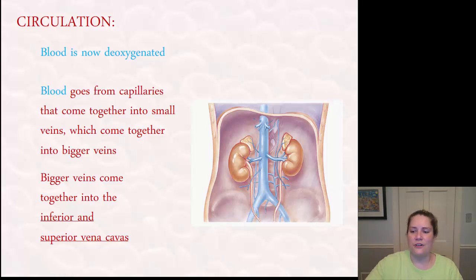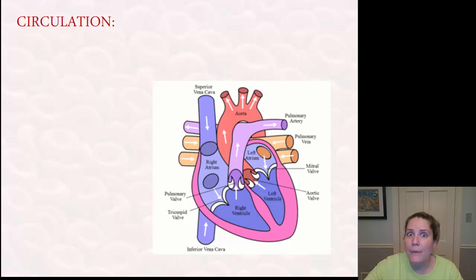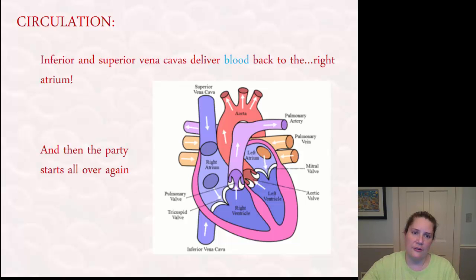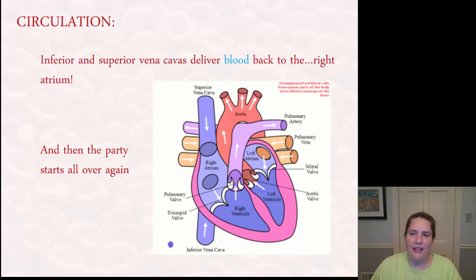So the inferior and superior vena cavas are going to bring blood back to the heart. You should be able to guess where they're going to bring blood back to the heart. We have deoxygenated blood coming into the heart. Where's it going to go? Hopefully you said the right atrium. And then the party starts all over again.